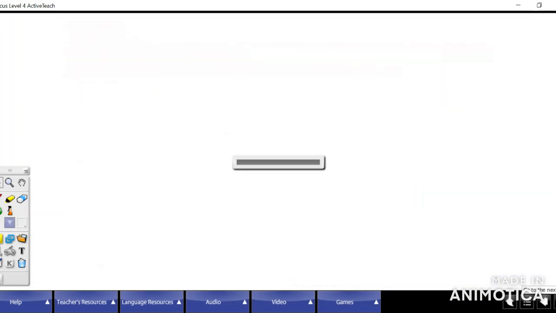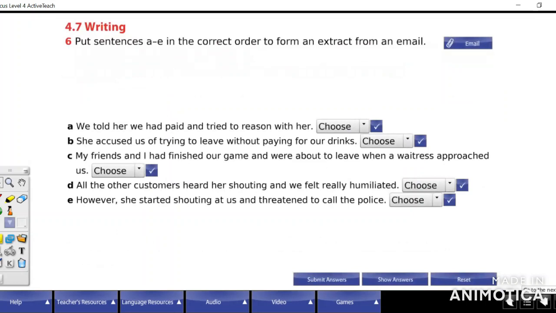Okay, next exercise, number 6. Put the sentences from A to E in the correct order to form an extract from an email. We told her that we had paid and tried to reason with her. She accused us of trying to leave without paying for our drinks. My friends and I had finished our game and were about to leave when a waitress approached us. All the other customers heard her shouting and we felt really humiliated. And however, she started shouting at us and threatened to call the police. All right. It's time now for you to have a go and see if you can put that in the correct order.